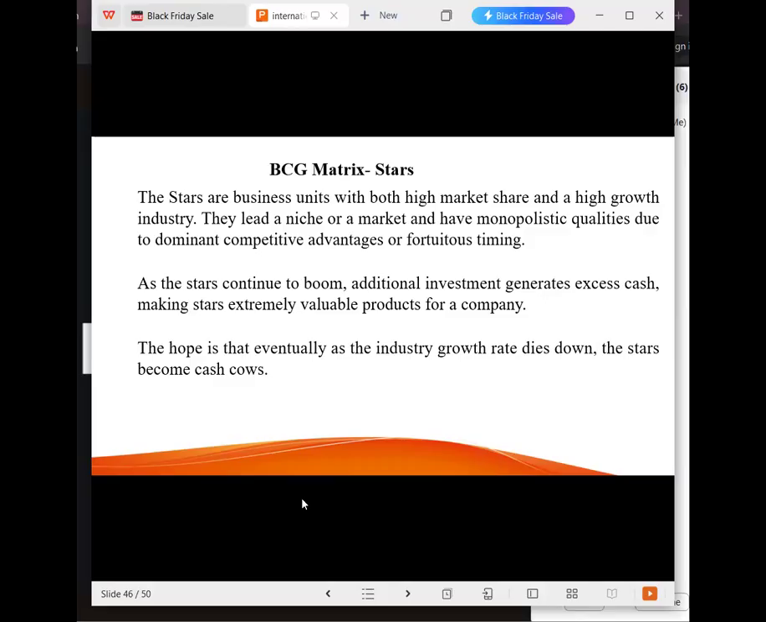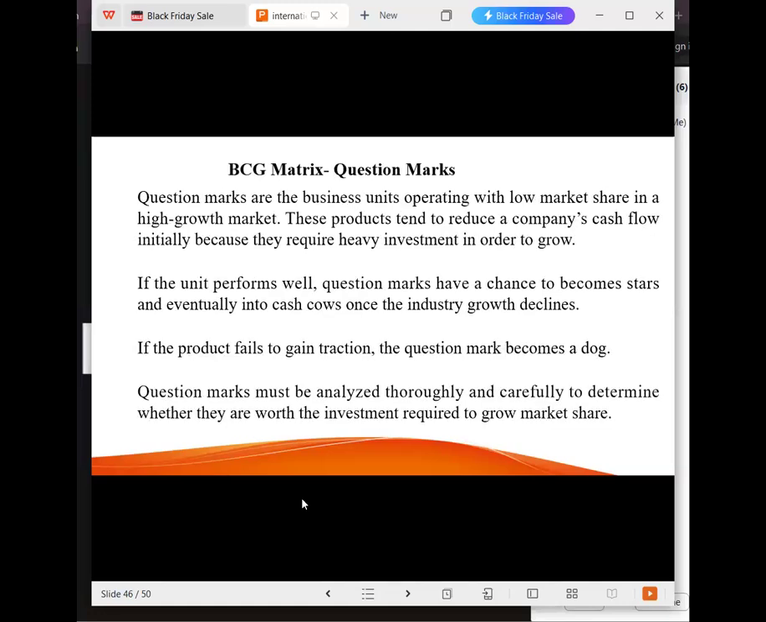There are some people who don't want to spend too much, but want to earn the money. So they hope that this market that is really doing well can become a cash cow, whereby they don't have to invest so much, but they are earning that money. So that is for the star. Now let's look at the next one, that is question mark. Question marks are business units operating in a low market share and a high growth market.